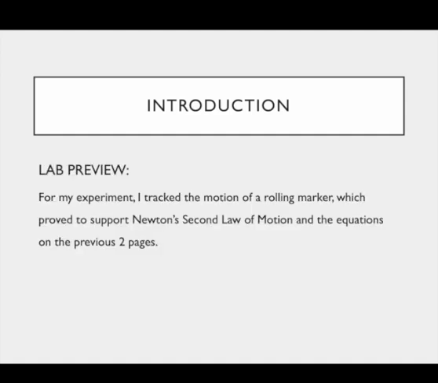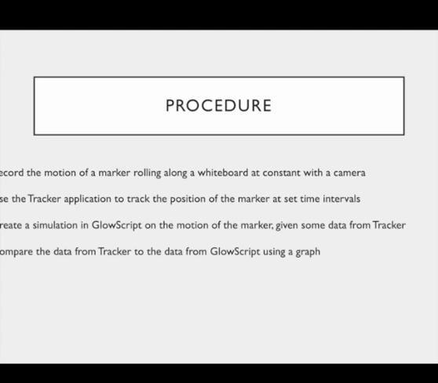As a preview for my experiment, I tracked the motion of a rolling marker, which proved to support Newton's second law and the equations on the previous 2 pages. So for my procedure, I recorded the motion of a marker rolling along an even whiteboard with constant velocity. Then I used the Tracker app to track the position of the marker, and then I used GlowScript to create a simulation of the motion of the marker. And then I compared the data from Tracker and from GlowScript on a single graph, which you can see later.